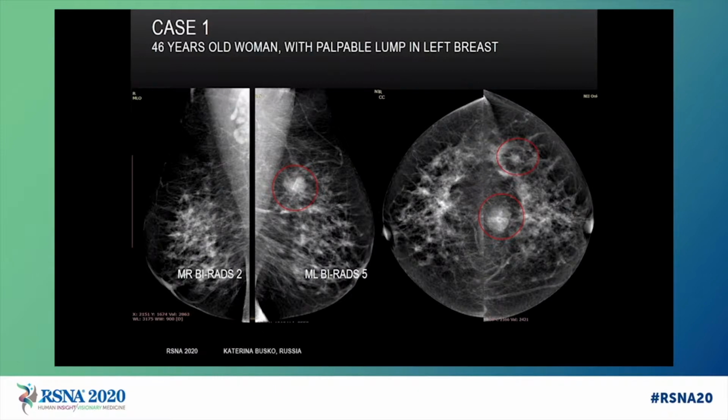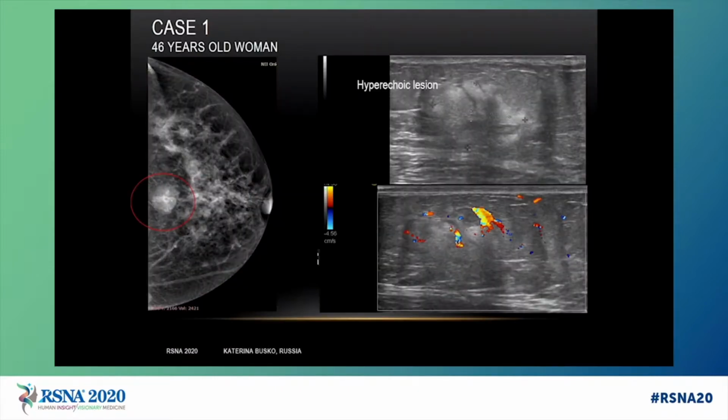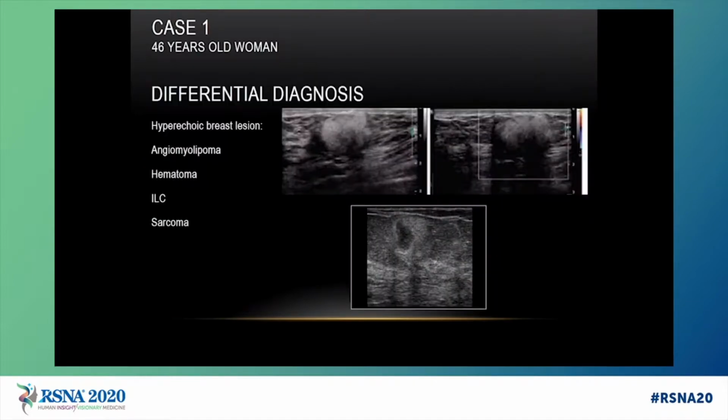The following step was multiparametric ultrasound. The lesion had a hyperechoic structure and high vascularity on ultrasound. In addition, some words about differential diagnosis. Some lesions can have hyperechoic structures such as angiomyolipoma and hematoma.